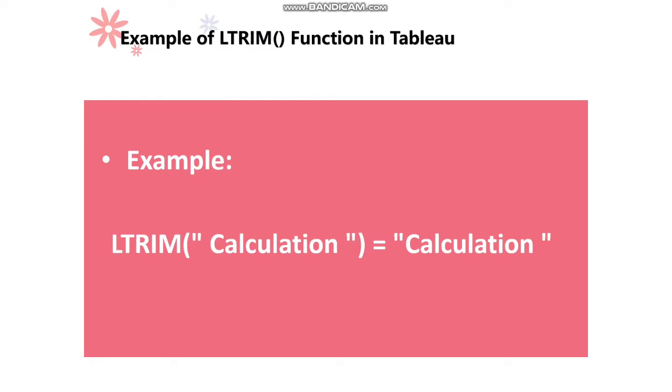If you observe here, the difference between the calculation within the LTRIM and the result is that we have two spaces. One is at the beginning and one is at the end. But in the result, we have no space at the beginning and there is space at the end. That's because we have used LTRIM. So when we use LTRIM, only the beginning space will get trimmed and the trailing space will be as is.